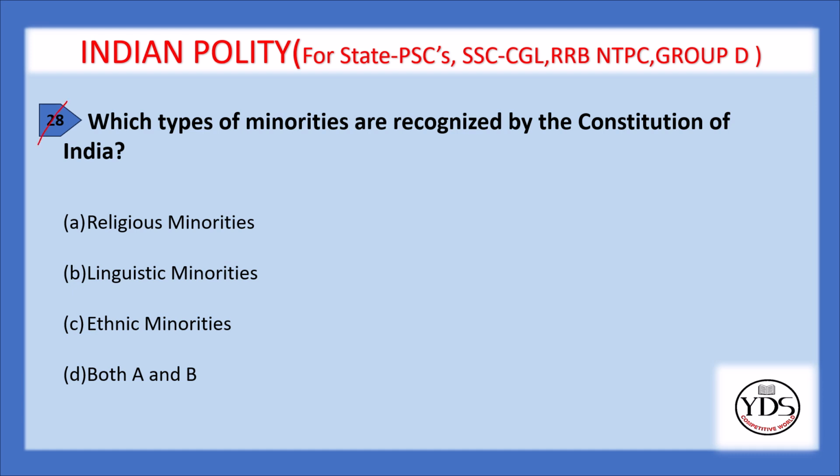Question number 28. Which type of minorities are recognized by the Constitution of India? Option A, religious minorities. Option B, linguistic minorities. Option C, ethnic minorities. Option D, both A and B. Option D, both A and B is the correct answer. Religious minorities and linguistic minorities is the correct answer.